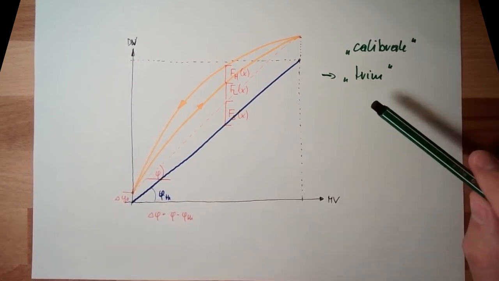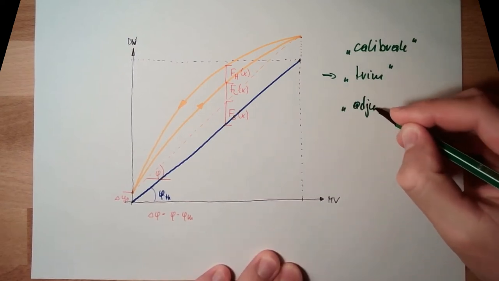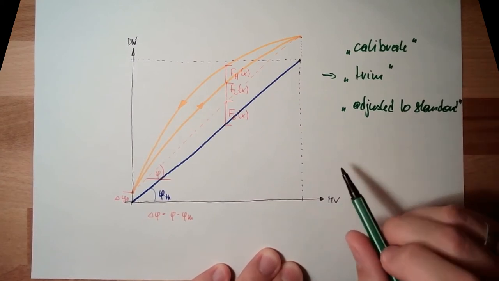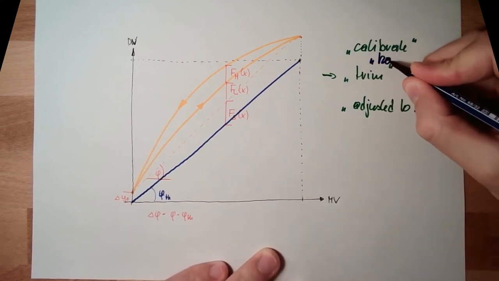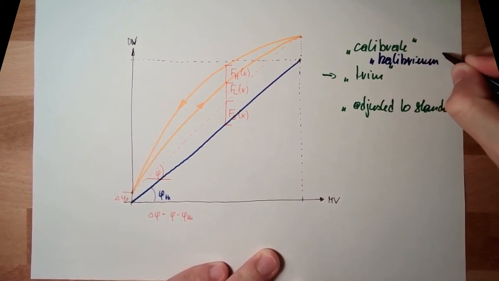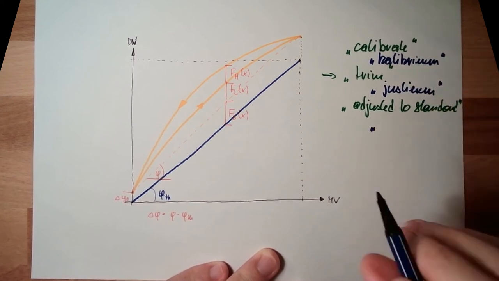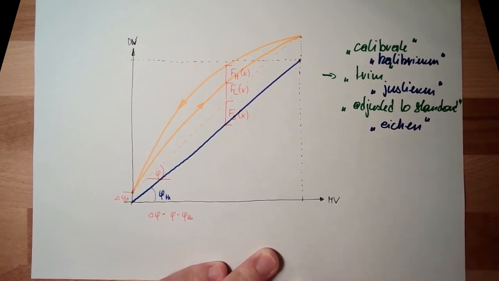And if this trimming is done by some officials, and they take a lot of money for it, then it's called adjusted to standard. Or in German this would here be kalibrieren. This would here be justieren. And this here, in German, there's even an own word. It's called Eichen. Yeah, it's not a tree. Eichen. Adjustment to standard.